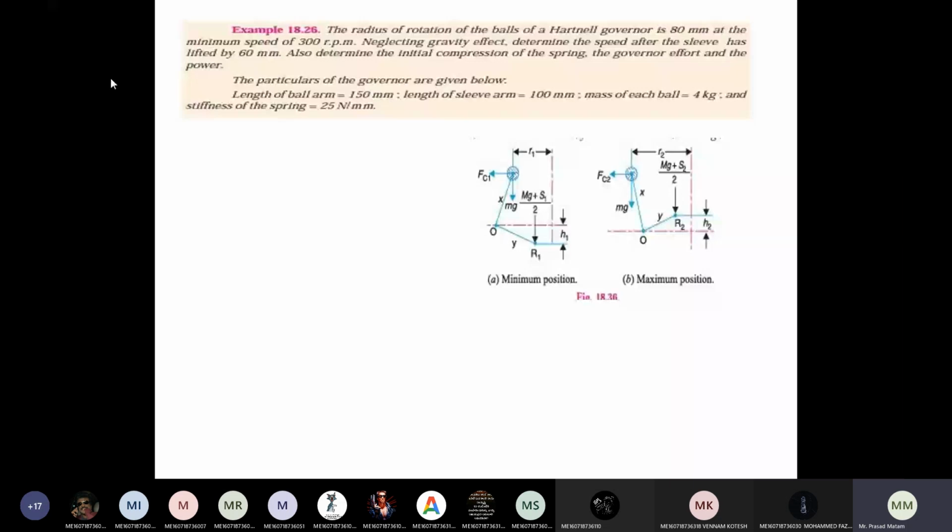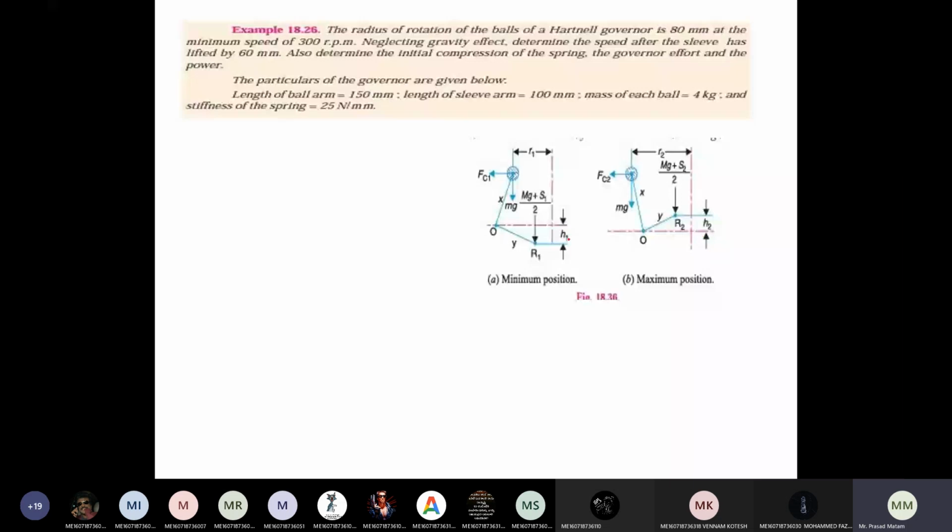Now let us write the given data here. This is the diagram for the minimum position and maximum position. For the minimum position, the ball moves towards the axis of rotation. For the maximum position, due to centrifugal force, the ball moves away from the axis of rotation. So R2 is the maximum radius of rotation and R1 is the minimum radius of rotation. At this point, half of the sleeve load plus spring force by 2 is acting. For the minimum position, the horizontal arm moves downwards by length h1. Similarly, for the maximum position, the horizontal arm moves by distance h2 in the upward direction. This is the position r1 and this is r2.